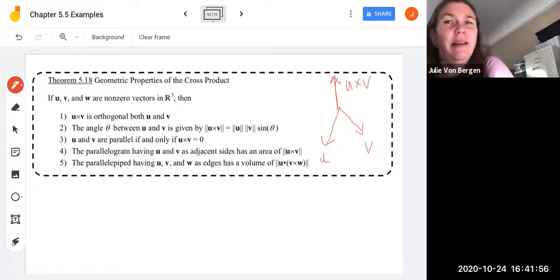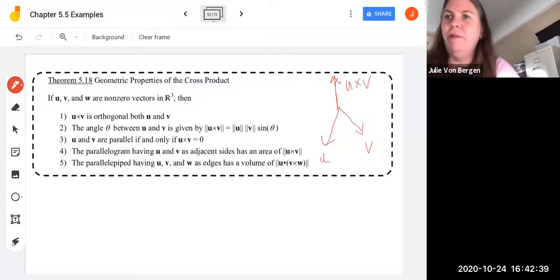And so we saw similar properties with dot product. u and v are parallel if and only if their cross product is 0. The parallelogram having u and v as adjacent sides has an area of the norm of u cross v. And then the parallelepiped having u, v, and w as edges has a volume of u dot v cross w. So let's take a look at some examples of these properties in action.